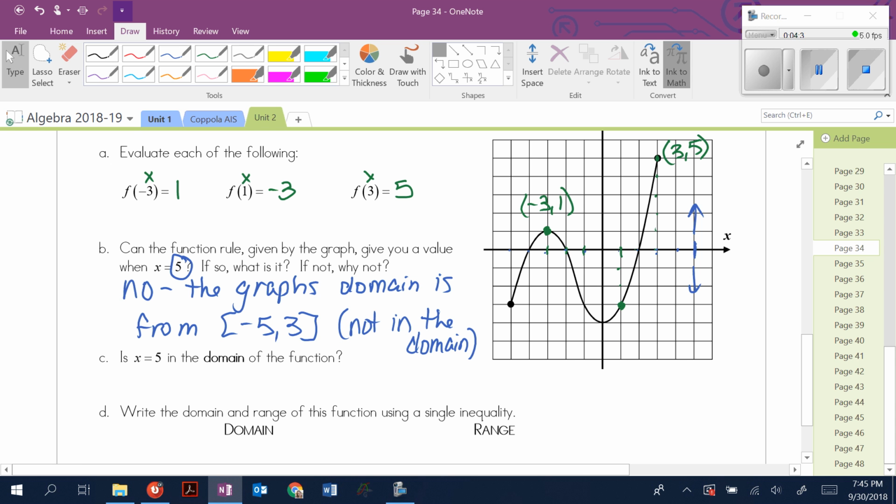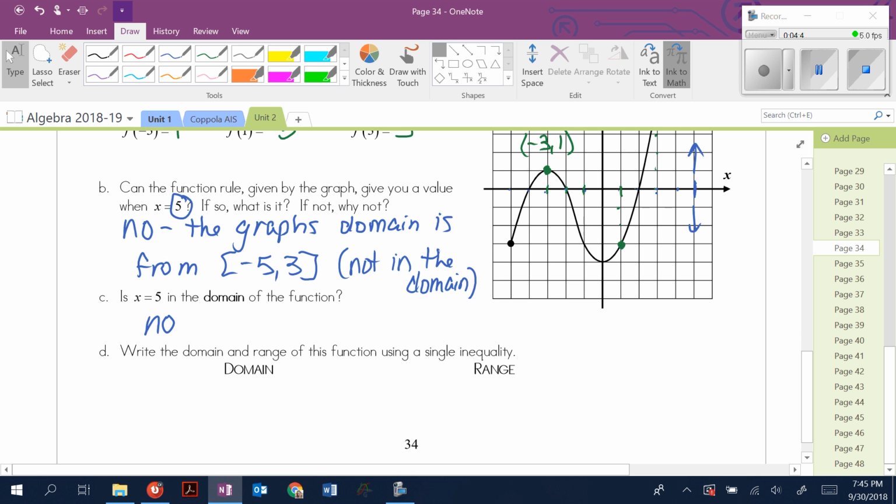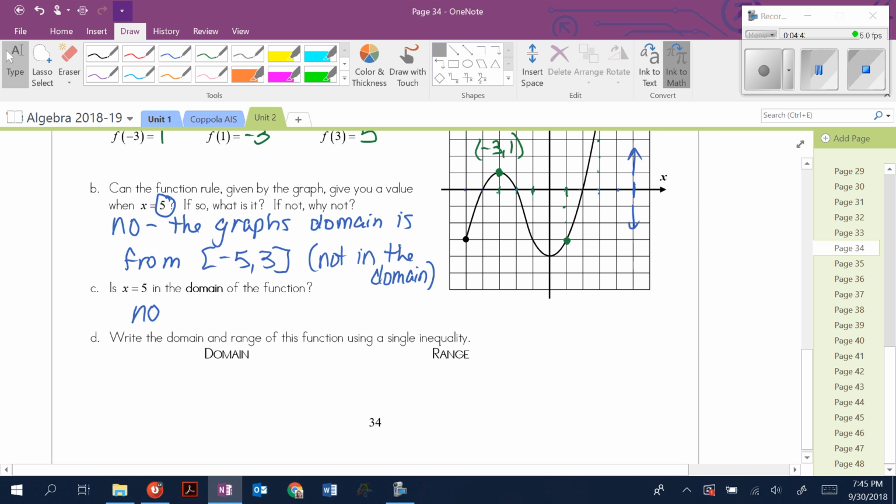Okay, is x equal to 5 in the domain of the function? Oh, we already just answered that. Nope. All right, it says write the domain and range of this function using a single inequality. Oh, well, this is cool. We just did the interval notation, so that was our domain. Let's use this down here.